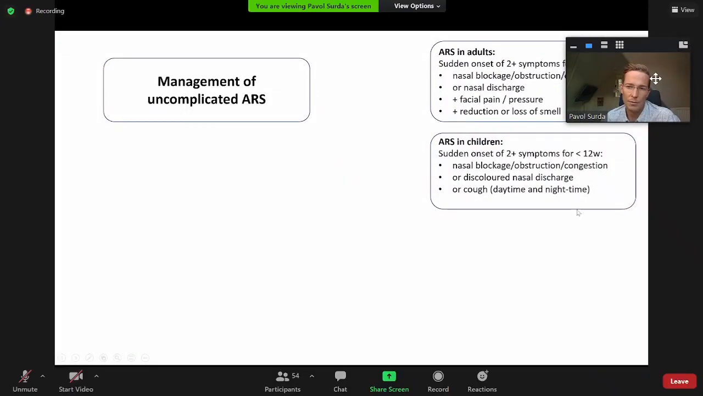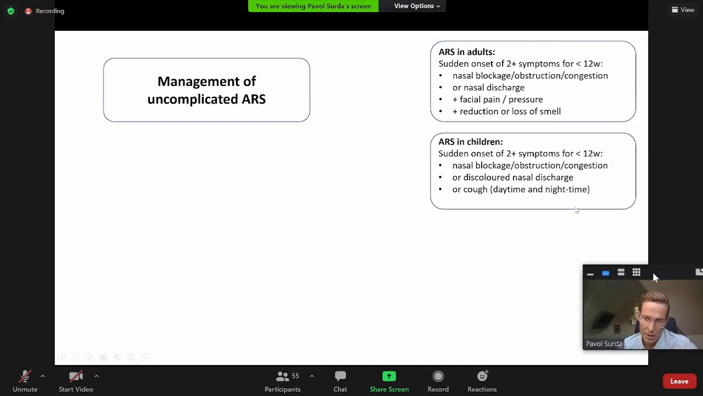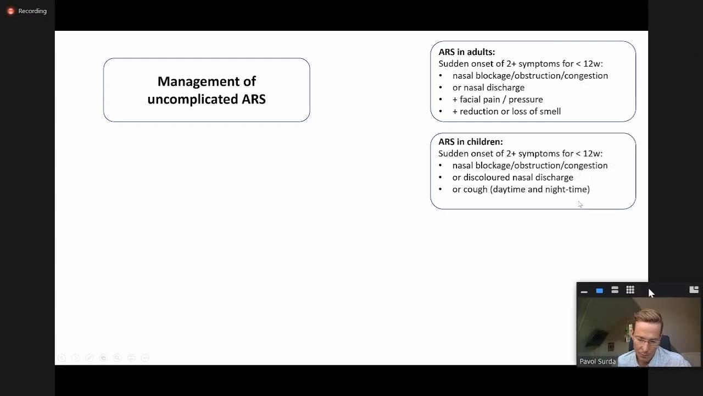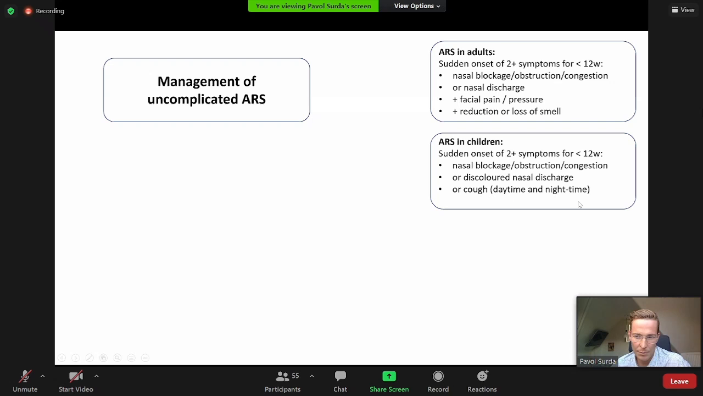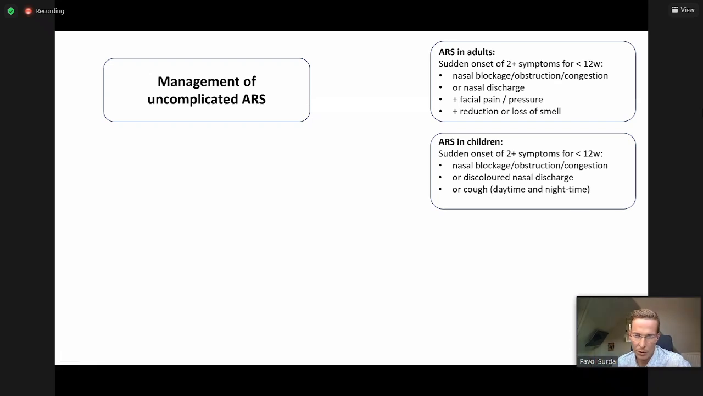In kids, we tend to rely more on objective symptoms or objective measurements because obviously the history taken can be somewhat limited. So you'll be looking for obstruction, congestion, obviously, and then discolored discharge and presence of cough.